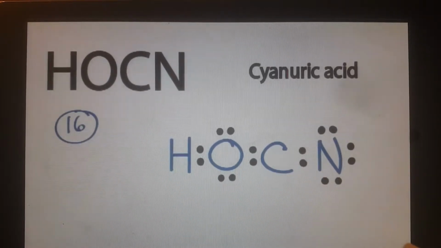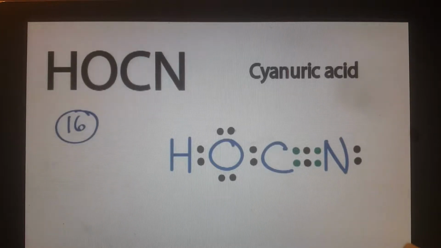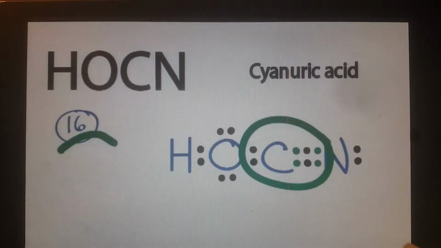Since nitrogen is least electronegative here, I think I'll take 2 from the nitrogen and share them with the carbon to form a double bond. So the nitrogen still has 8 valence electrons, but now the carbon has 6. So let's take another 2 from the nitrogen and share them with the carbon to form a triple bond. Nitrogen still has 8. We're still using the 16 valence electrons we have for the HOCN Lewis structure, but now the carbon has 8 as well. So we've completed the octets on all of the atoms.